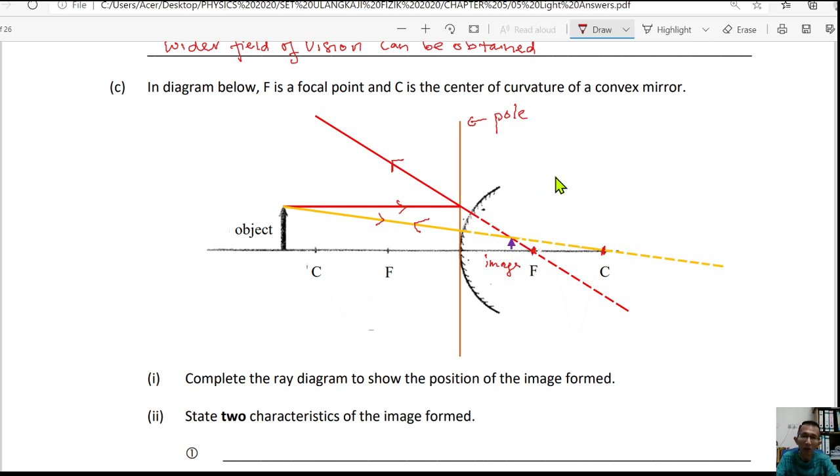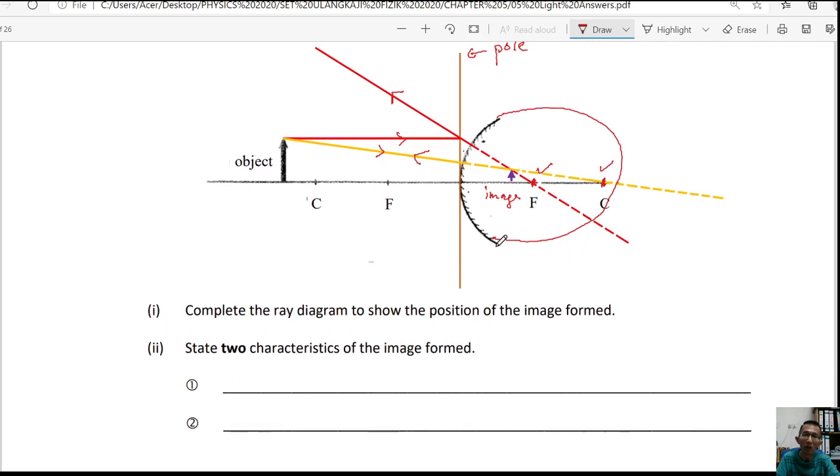Follow? Remember, for a mirror, in order to know which F and C to use, you complete the circle of this mirror. So you are going to use this F and this C. Now state 2 characteristics of the image formed. If I look at my image, I know that it is diminished. It becomes smaller. And next, it is also upright. The orientation of my image is upright, just like my object.